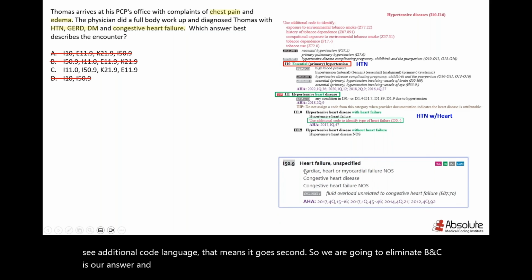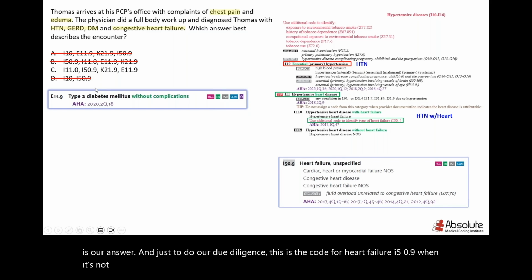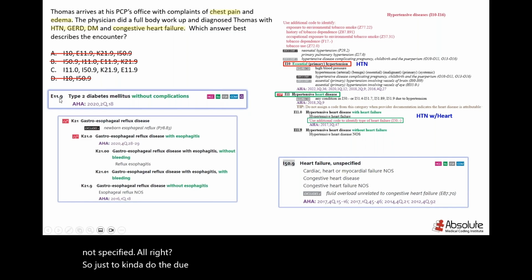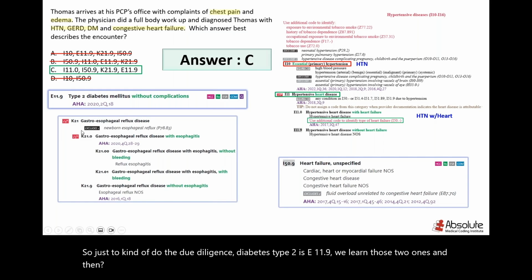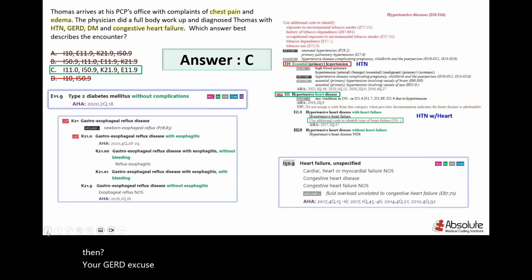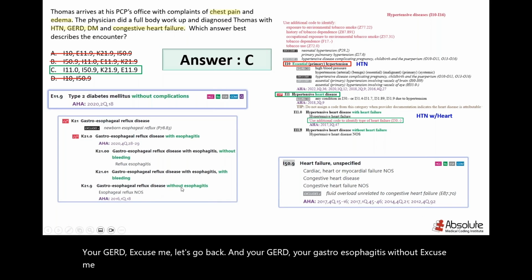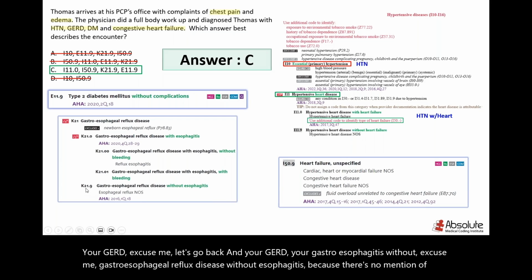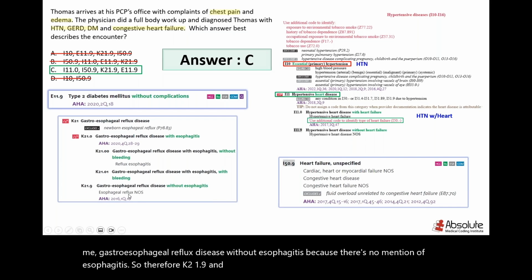And just to do our due diligence, this is the code for heart failure, I-50.9 when it's not specified. All right. So just to kind of do the due diligence, diabetes type 2 is E11.9. We learned those two ones. And then your GERD, let's go back. And your GERD, gastroesophageal reflux disease without esophagitis, because there's no mention of esophagitis. So therefore, K21.9, and underneath it says esophageal reflux, not otherwise specified, as K21.9.